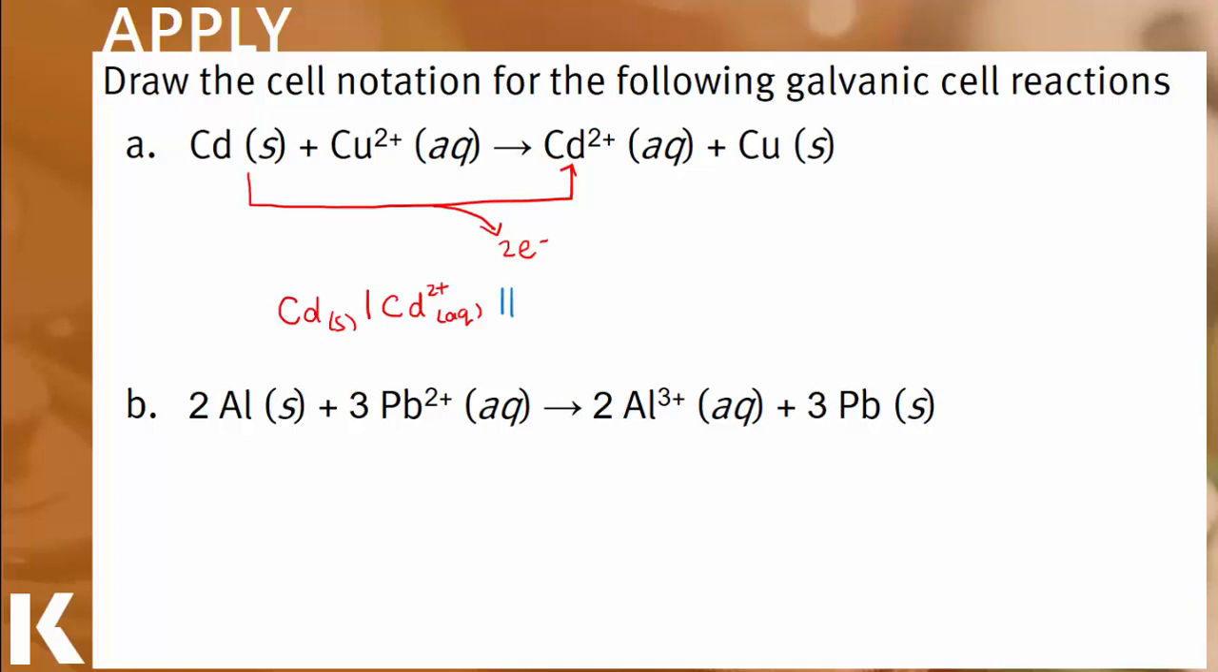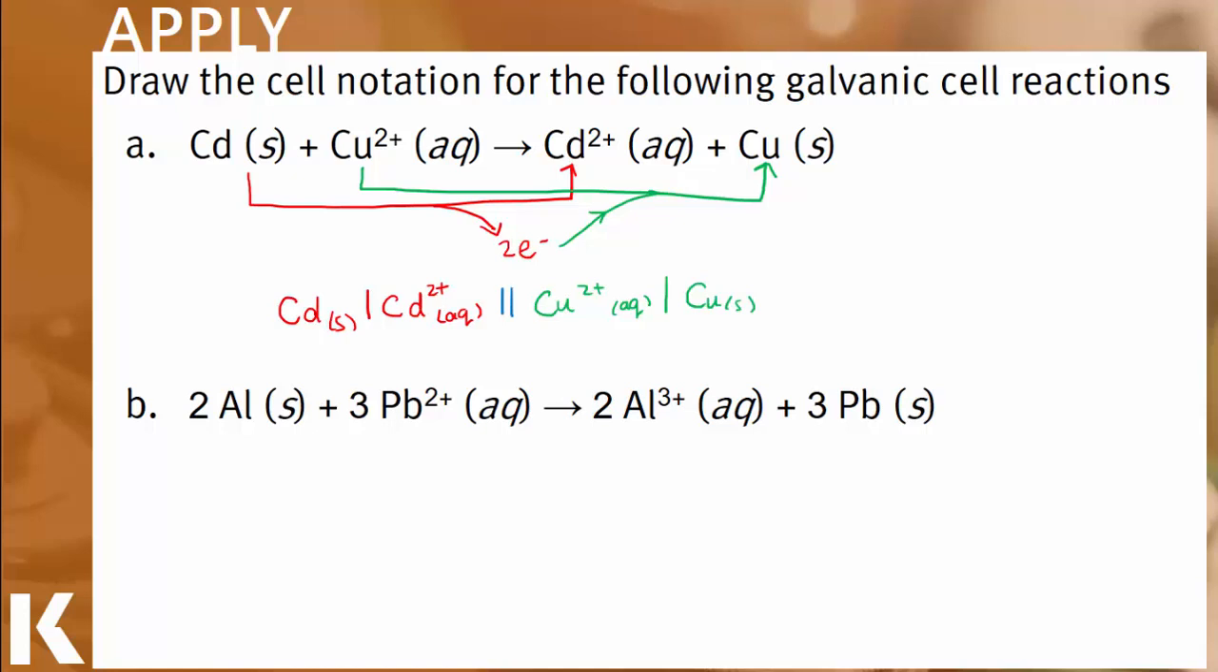The second half of the reaction is copper ion gaining electrons to form solid copper, and following the direction of electron flow, copper ion will be written next, then copper solid at the end. Since copper is gaining electrons, this is the cathode.